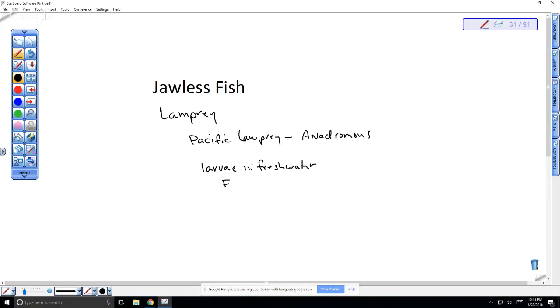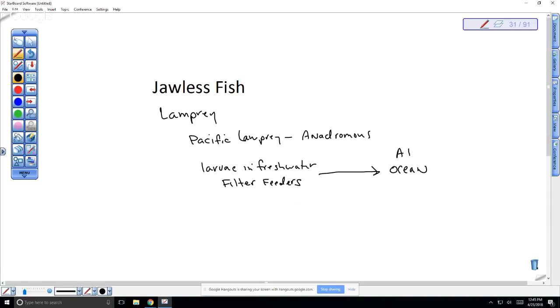And they are filter feeders. So they burrow down into the sand. And I have some preserved larvae of the lamprey that you can look at in lab as well. And then they stay in the freshwater for years, like maybe 4 years. And then they migrate out to the ocean.